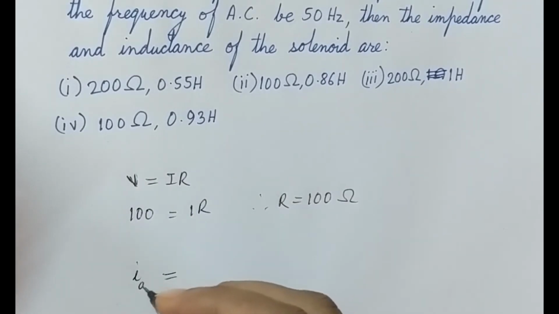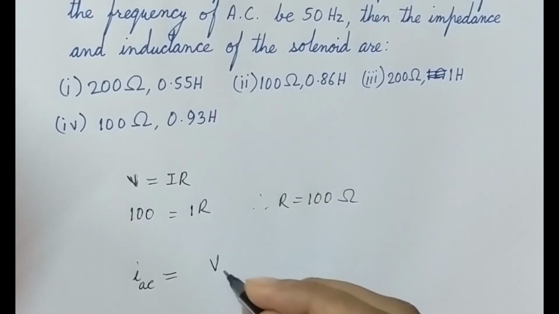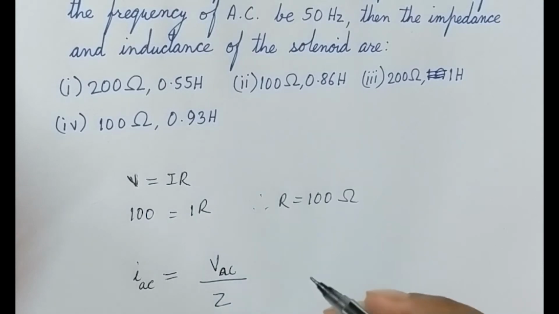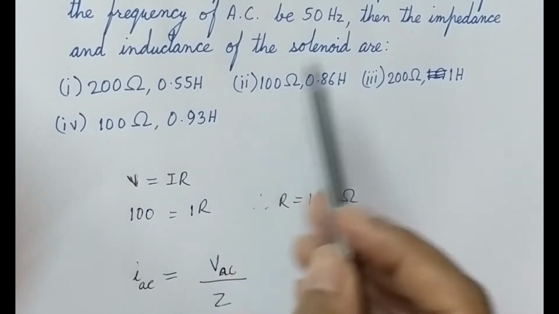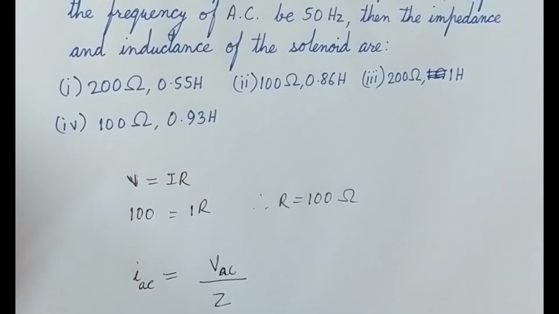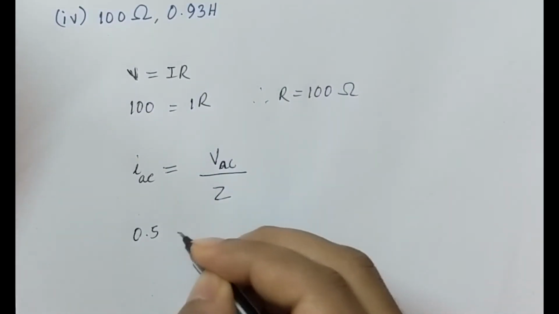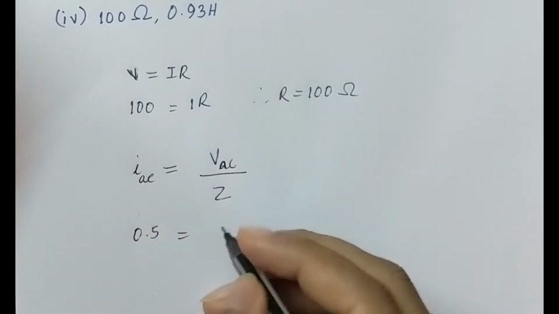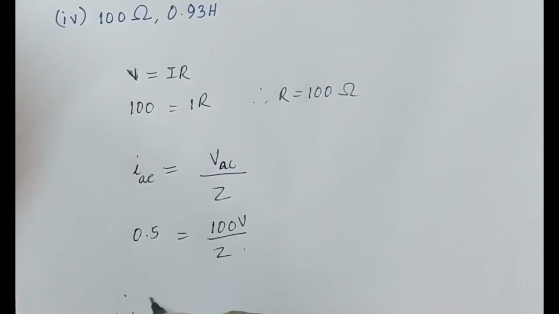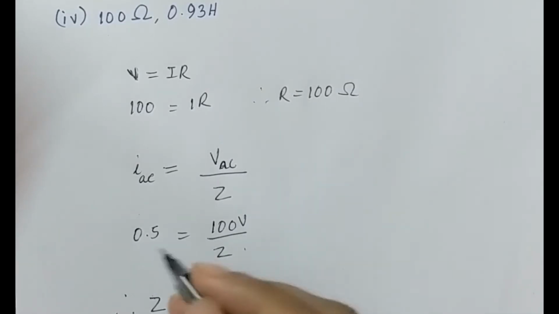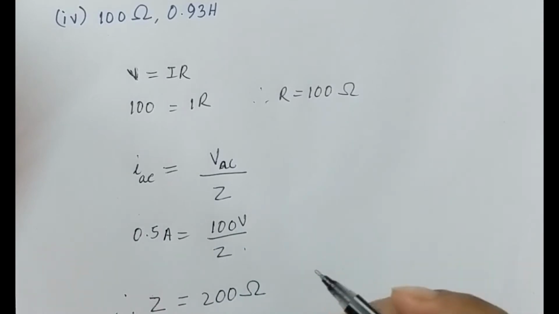current in an AC, let's say the I_AC, is equal to V_AC divided by the impedance Z. So first target is to find the impedance Z. Now I_AC is given in the sum as 0.5 ampere. We put the value in, 0.5. V_AC is given as the same 100 volts. And we need to find the impedance Z. Therefore, we can determine that Z is equal to 200 ohms. Just calculating from here. Let's put the units as well. So Z is equal to 200 ohms.